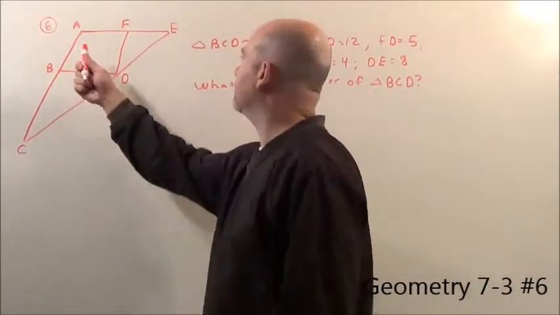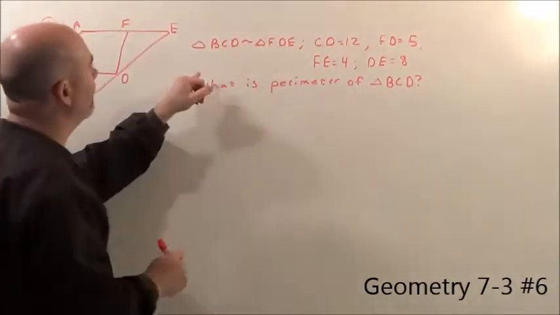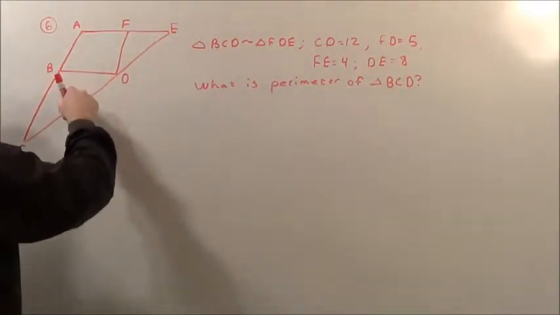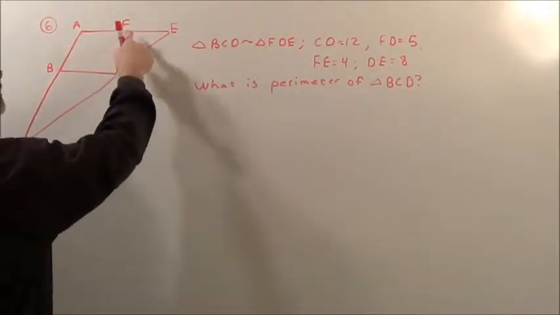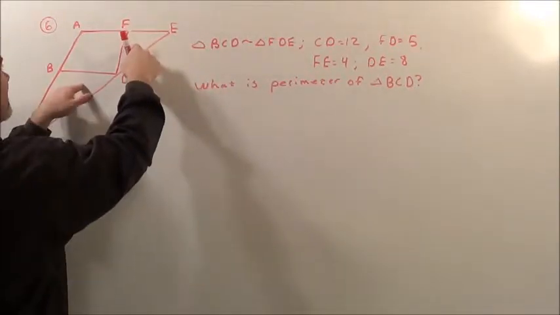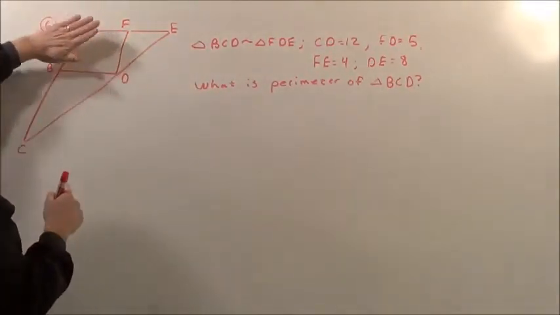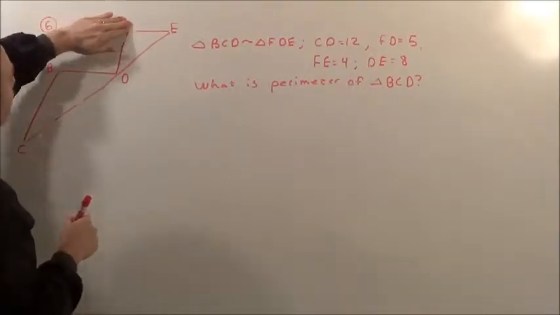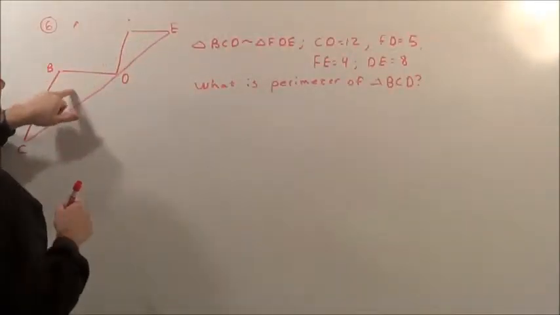Here's problem 6. It gives us this nice shape over here. It tells us BCD, B to C to D. This triangle right here is similar to this triangle FD to that one right there. So it just has this extra shape in here that really doesn't have any bearing on our problem. We're not even going to need that. We're just looking at this triangle being similar to this guy.